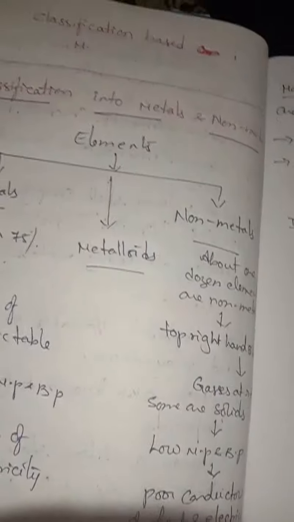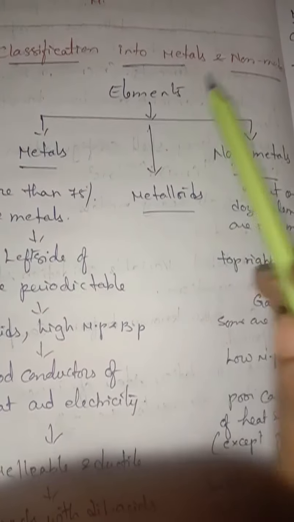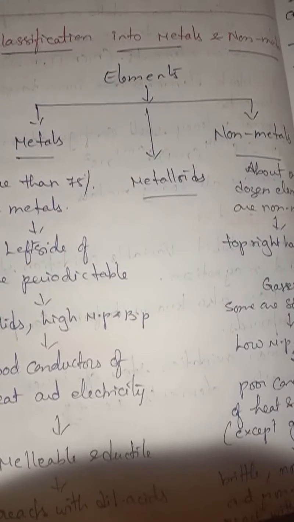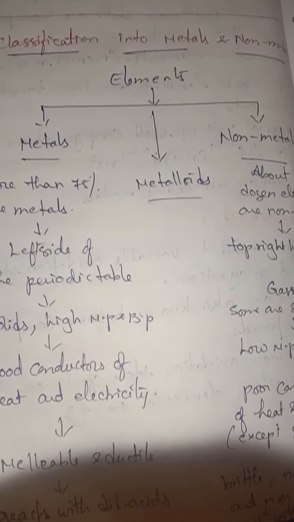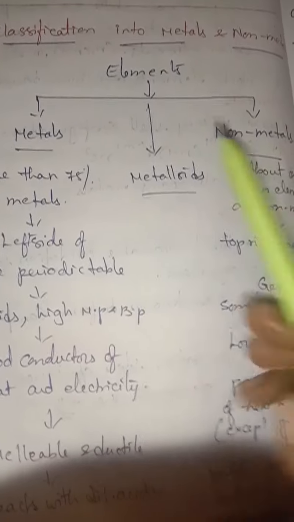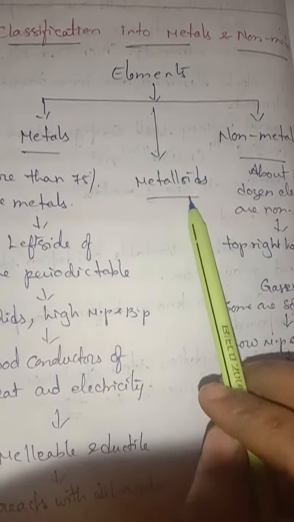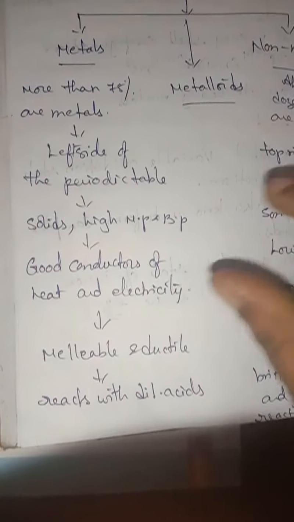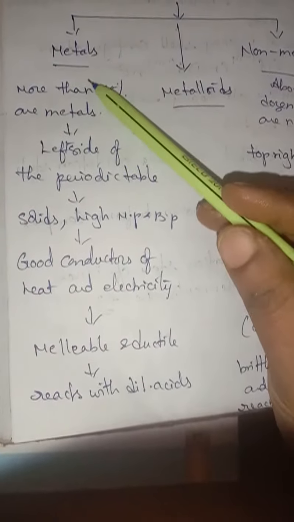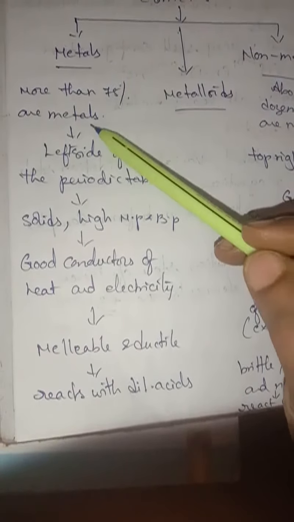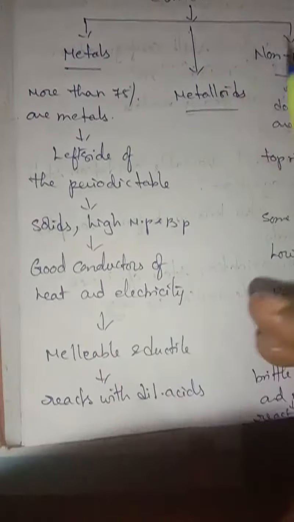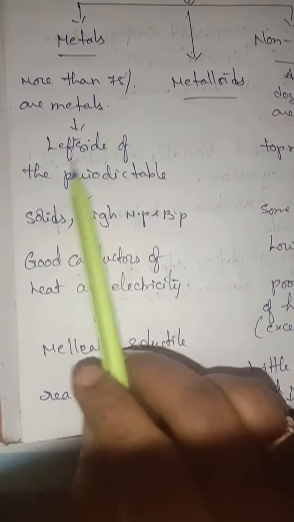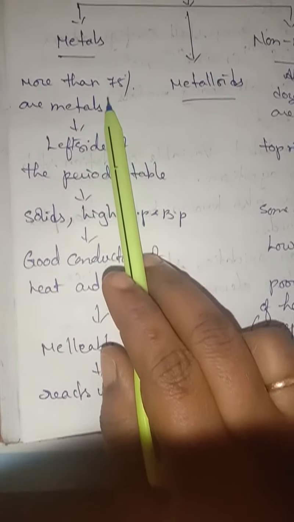Next one, classification into metals and non-metals. In the s, p, d, f blocks, some elements are metals, some are non-metals, and some are metalloids. First we look into metals. More than 75% of the periodic table consists of metals. Where are they present? On the left side of the periodic table. The s block, the left side of the periodic table, consists of metals.